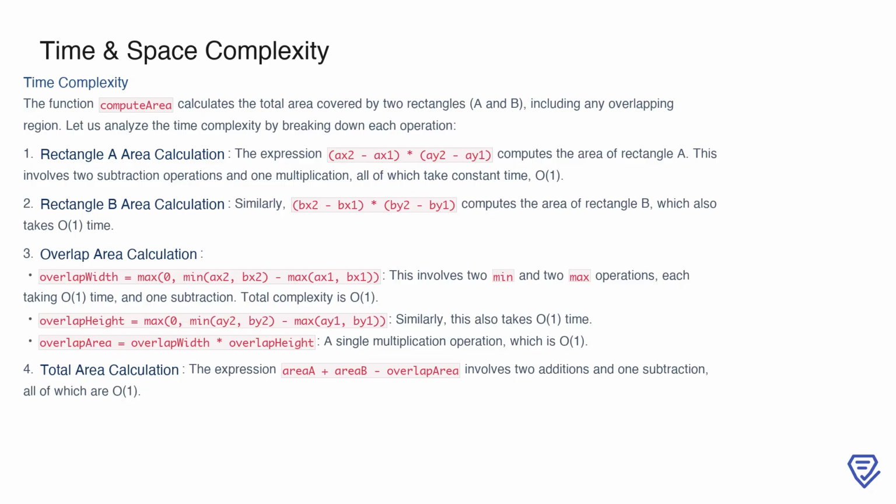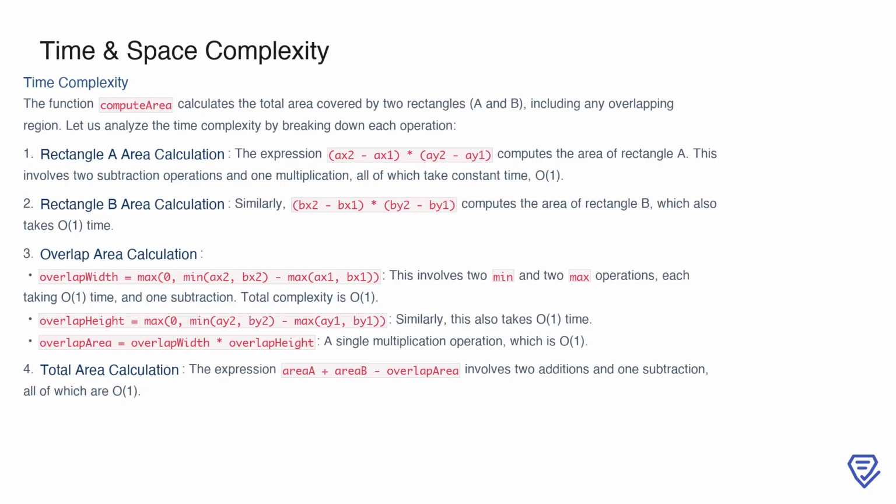Similarly, the area of rectangle B is computed using the same type of formula, (bx2 - bx1) * (by2 - by1), which also takes constant time. Next, we calculate the overlap area, which involves determining the overlap width and height. For the width, the calculation max(0, min(x2, bx2) - max(x1, bx1)) includes two min operations, two max operations, and a subtraction, all of which are O(1). The height calculation follows the same logic. Once we have the overlap width and height, multiplying them to get the overlap area is again an O(1) operation.